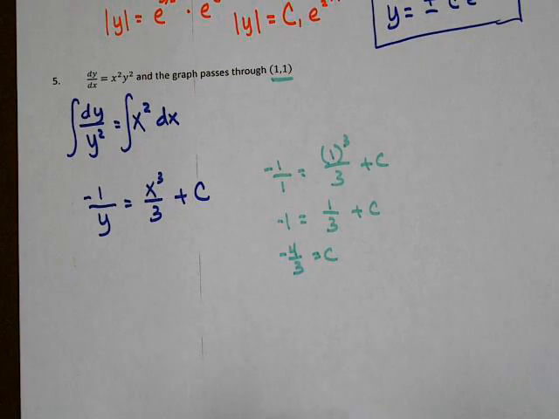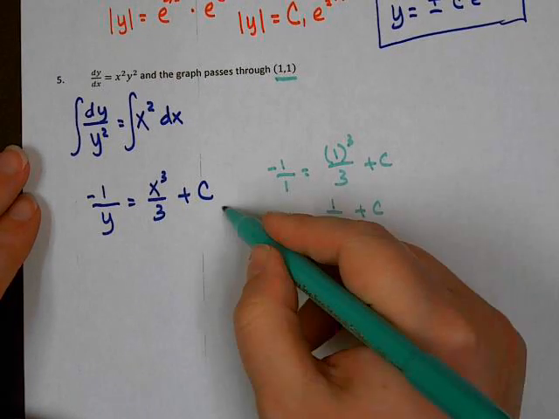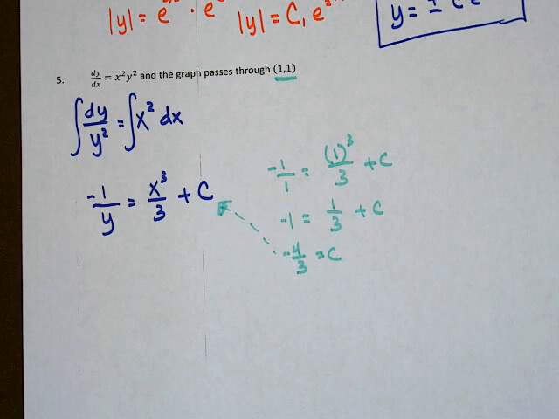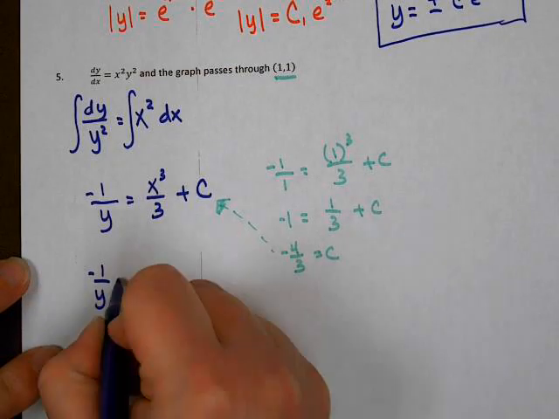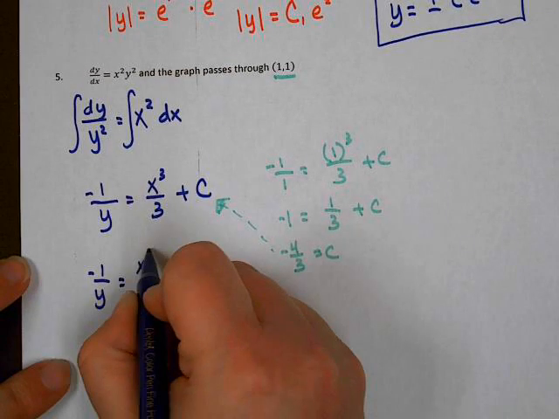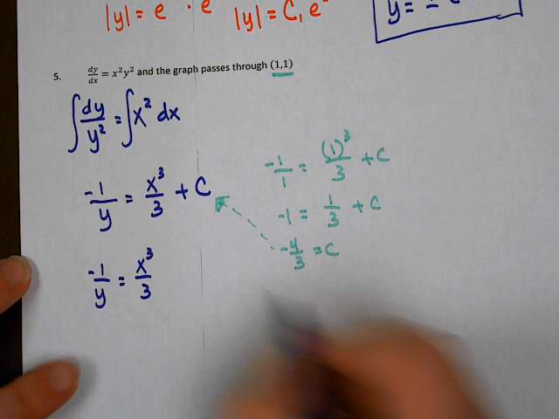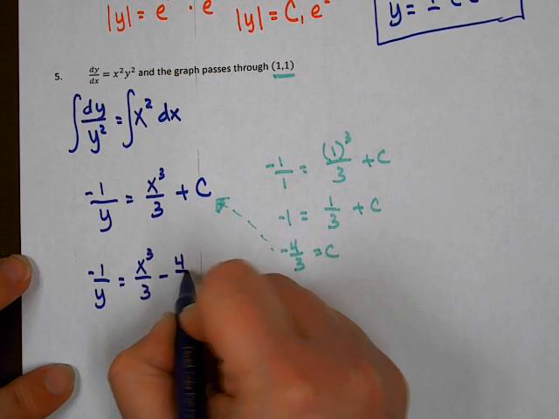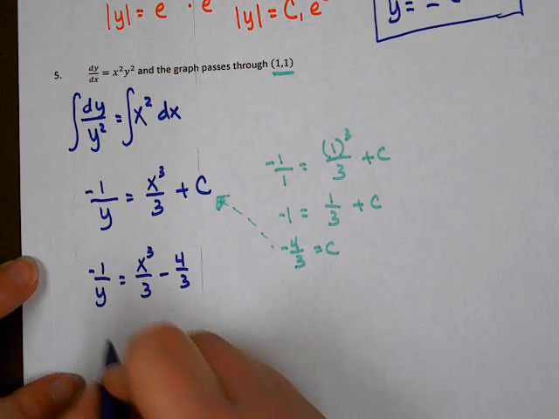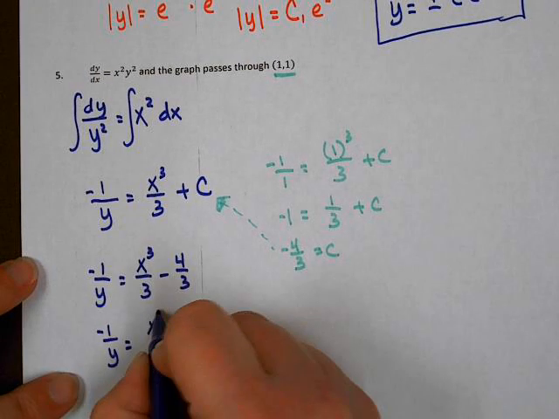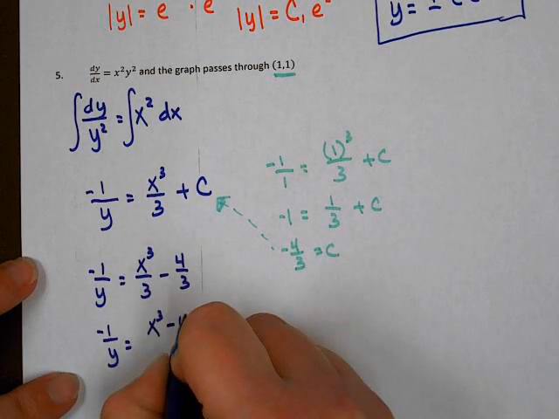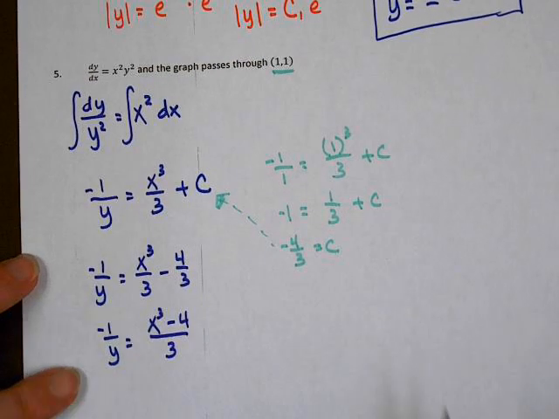So I'm going to take that and plug it back into my equation that I've got going over here. So negative 1 over y is equal to x cubed over 3, and then minus 4 over 3. I'm going to go ahead and write that as one fraction. So negative 1 over y equals x cubed minus 4 all over 3.